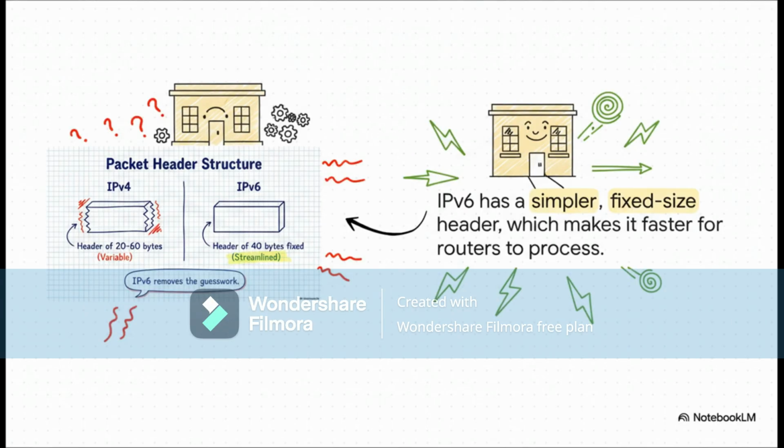With IPv4, that header label could actually change in size. That meant the routers, which are like the post offices of the internet, had to do extra work just to figure out the label on every single package. But IPv6 fixed this with a simple, fixed-size header. It just removes all the guesswork, which makes everything more efficient and, you guessed it, faster.